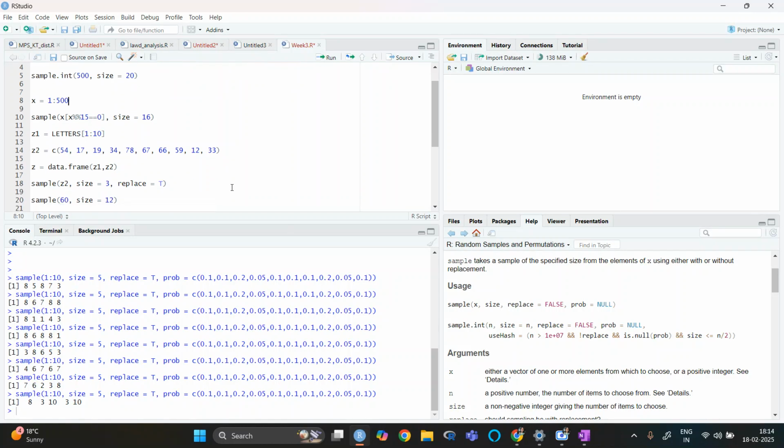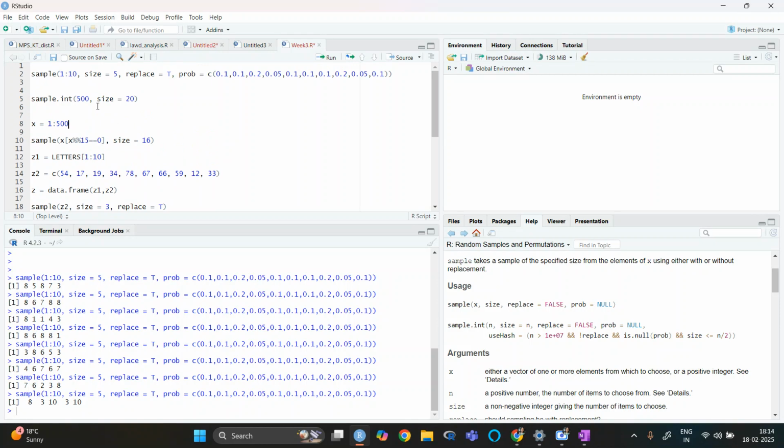One difference is that in place of x, we need to give n.